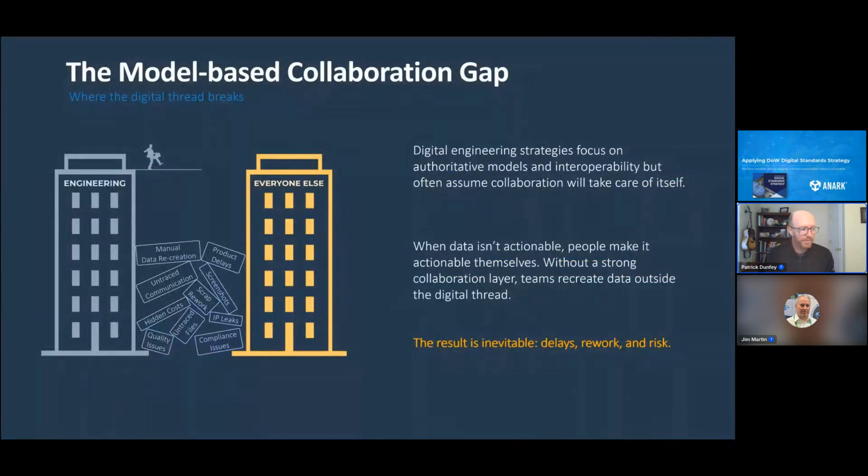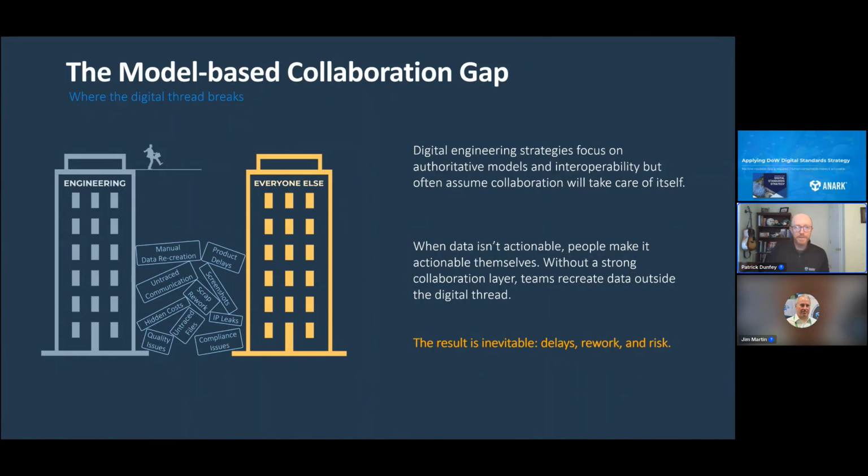And for those of you who have bumped into me at an event recently or talked to me in the last year or so, I've been talking about this for a while, which is the model-based collaboration gap, where you have all this great innovation happening in engineering in the blue building on the left, and then you have everyone else on the right who's trying to get access to that information. And the model-based collaboration gap is the gap in between that breaks the digital thread.